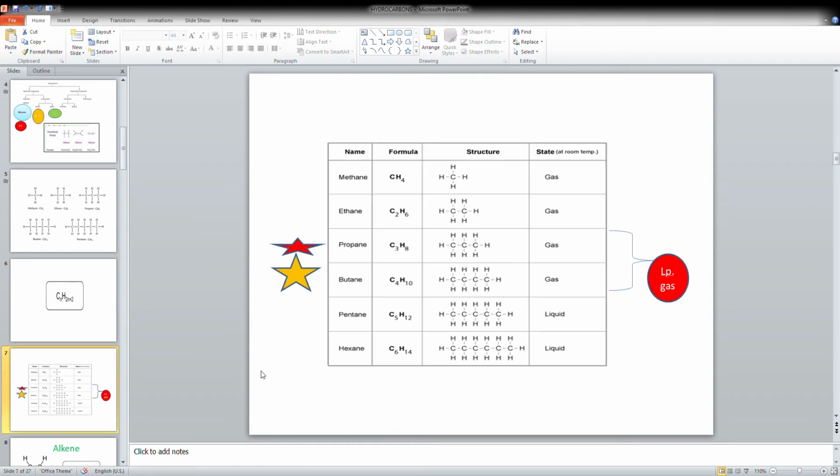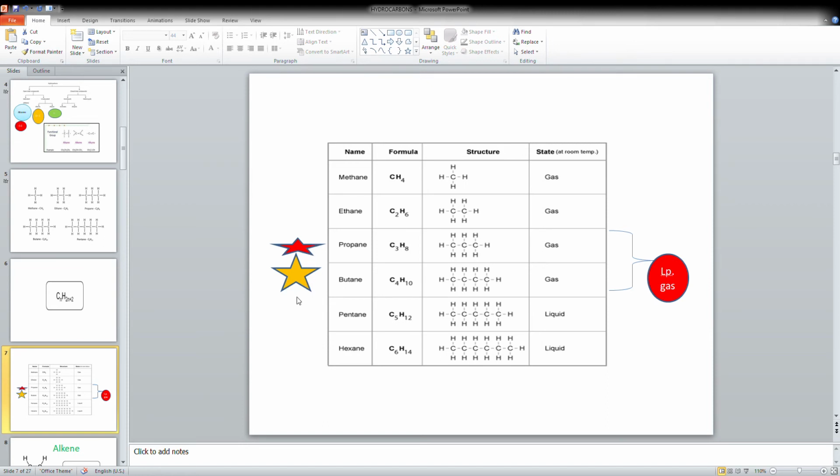Let's see the general physical state of some of these alkanes. The simplest one is methane, and at normal room temperature it is a gas. Ethane is also a gas, and propane a gas. Butane, a gas. But pentane and hexane are in the liquid state. But you can see 2 star marks here.